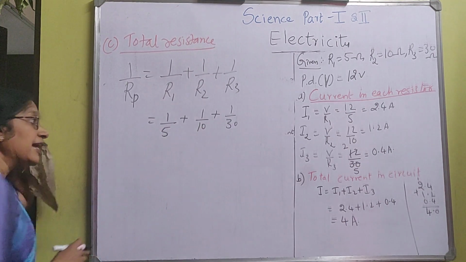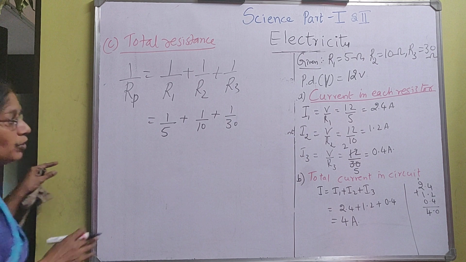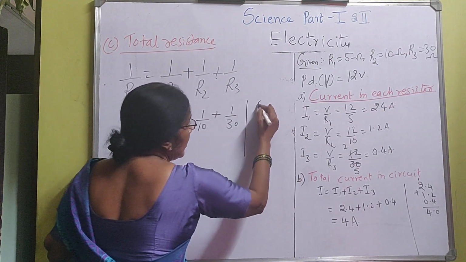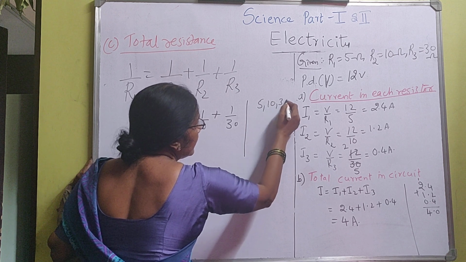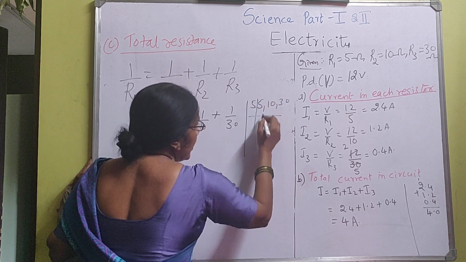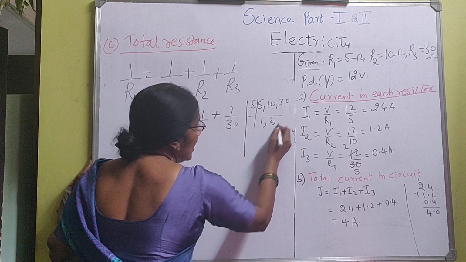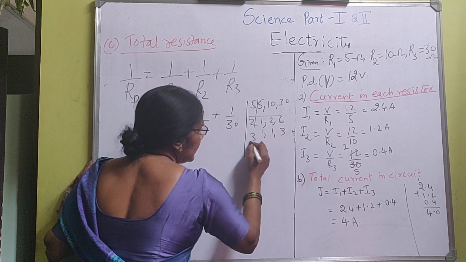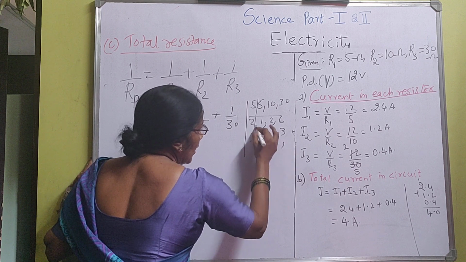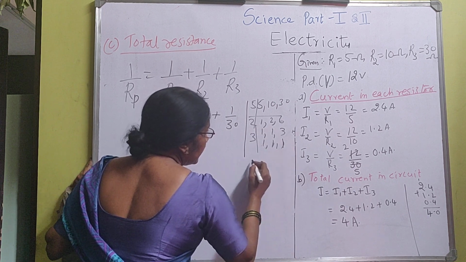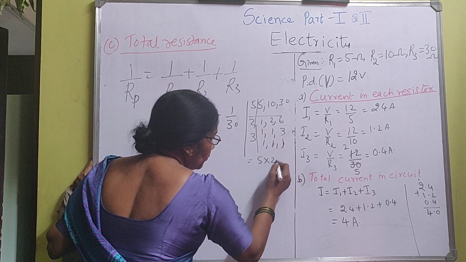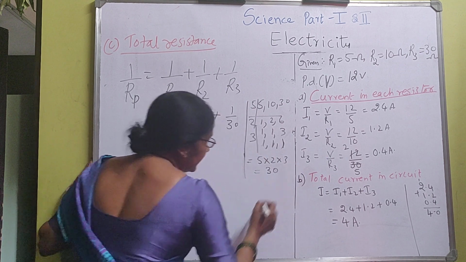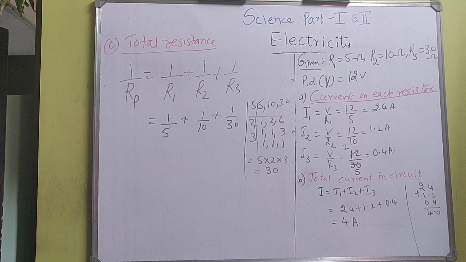This is nothing but addition of fractions. We know the method of adding fractions. Let us find the LCM of 5, 10 and 30. Dividing by 5, then 2, then 3, we get the LCM as 5 into 2 into 3, which is 5 twos are 10, 10 threes are 30. So the LCM is 30.